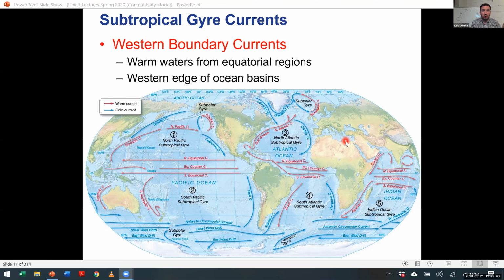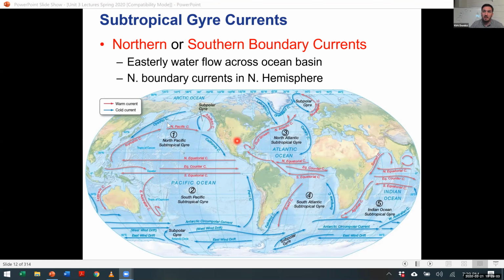And because water has a high heat capacity, it's not going to cool off all that fast. We learned that already about the water having a high heat capacity. It's slow to warm up, and once it gets warm near the equator, it's going to stay warm even when it starts to flow away from the equator in these western boundary currents.